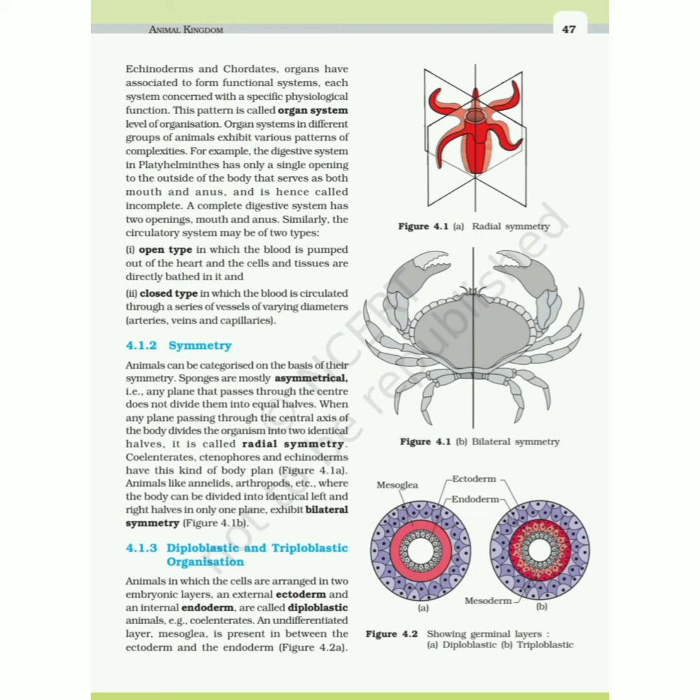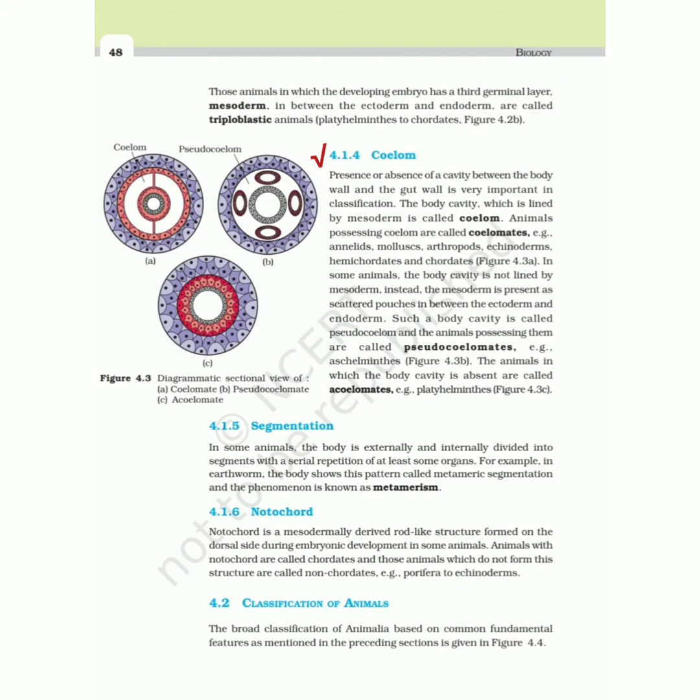4.1.4 Coelom. Presence or absence of a cavity between the body wall and the gut wall is very important in classification. The body cavity, which is lined by mesoderm, is called coelom. Animals possessing coelom are called coelomates, e.g., annelids, mollusks, arthropods, echinoderms, hemichordates and chordates, figure 4.3a. In some animals, the body cavity is not lined by mesoderm, instead, the mesoderm is present as scattered pouches in between the ectoderm and endoderm. Such a body cavity is called pseudocoelom and the animals possessing them are called pseudocoelomates, e.g., Aschelminthes, figure 4.3b. The animals in which the body cavity is absent are called acoelomates, e.g., Platyhelminthes, figure 4.3c.